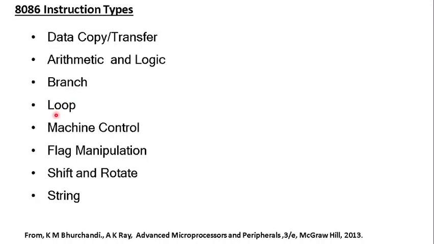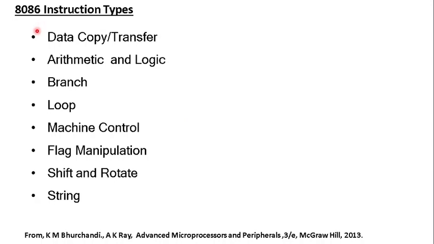Then we have loop instructions, which will help us to execute a set of instructions again and again. Then machine control instructions will help us to alter the state of the machine, that is the 8086 base system. Then the flag manipulation instructions will help us to alter the contents of the flags register. Then we have shift and rotate instructions, which will help us to shift and rotate the contents of a particular register. Then we have string based instructions too.